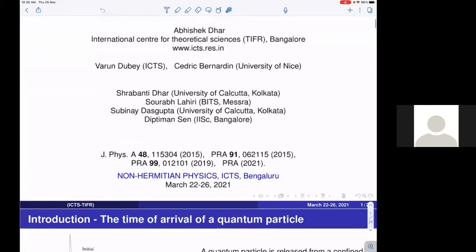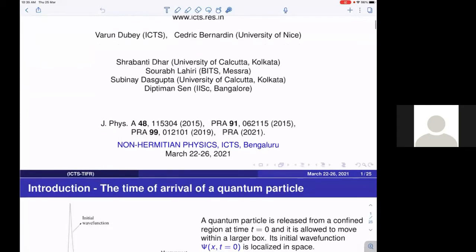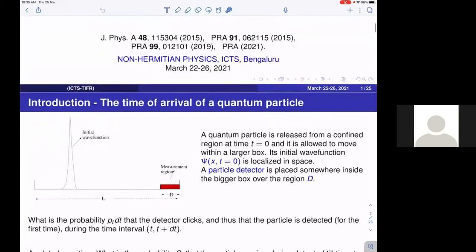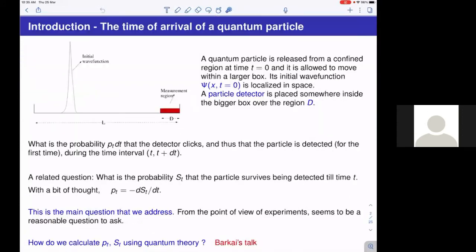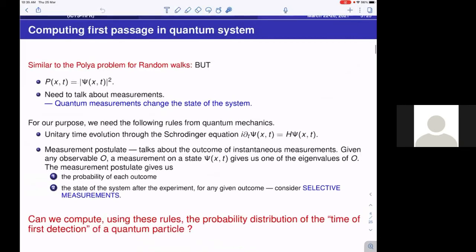So let me explain what the basic question is. Let's imagine the following problem. We are in this room of size L, and initially we have a wave function which is localized in some small region. And at time t equal to 0, we let this wave function evolve, starting from this localized state.